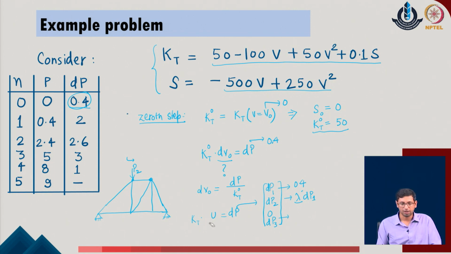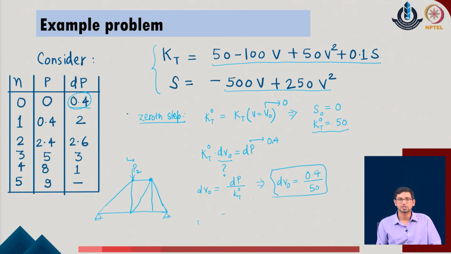So, with this idea in mind, we now have a clear evaluation that can give us the displacement at the first node or the first iteration of the given system. I get dV naught equal to dP, which is 0.4, divided by kT naught, which is 50 in the given system. In all those cases where kT happens to be a general matrix rather than a single value, this will undergo the full inverse of the given system.